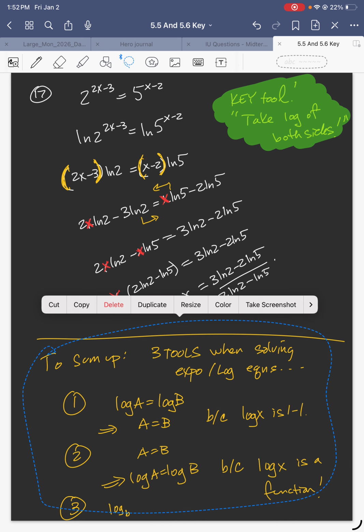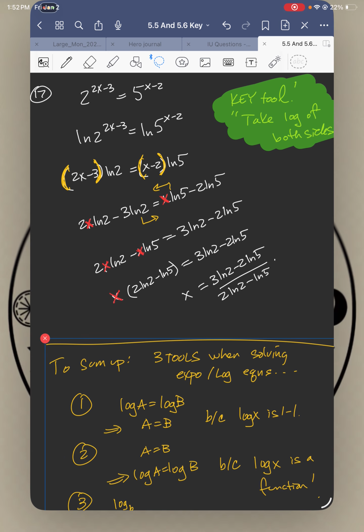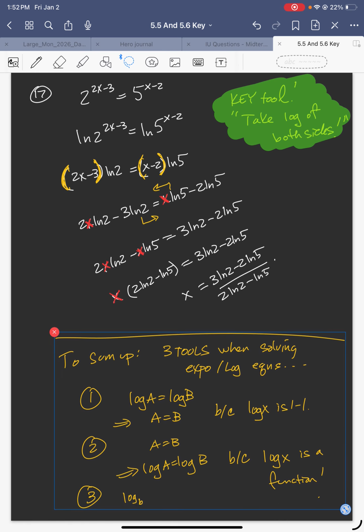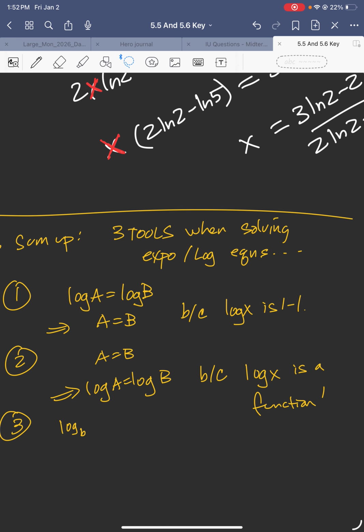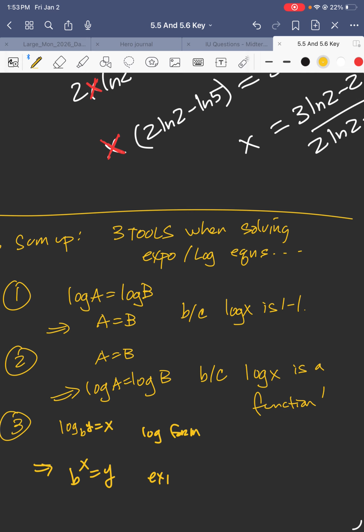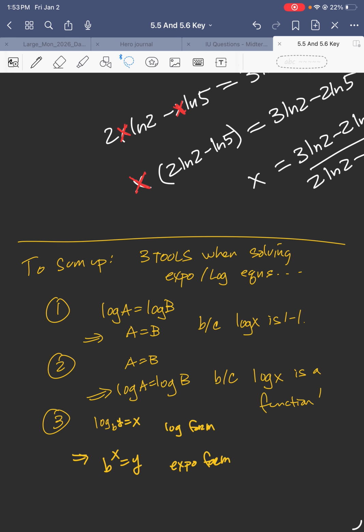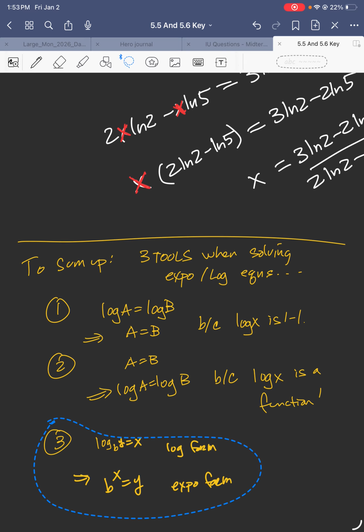make that a little nicer here, resize. Okay. The last one is that log base B of y is equal to x means B to the x is equal to y, because you're going from log form to exponential form. So notice we're just changing the form in all of these examples.